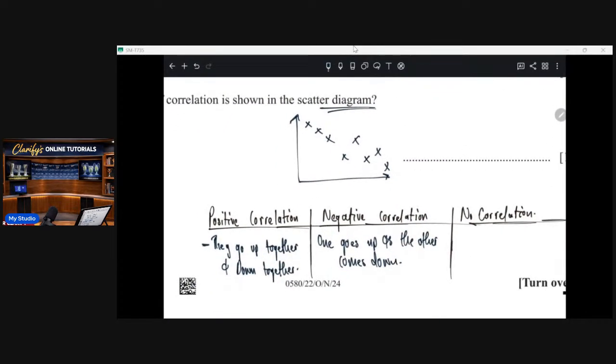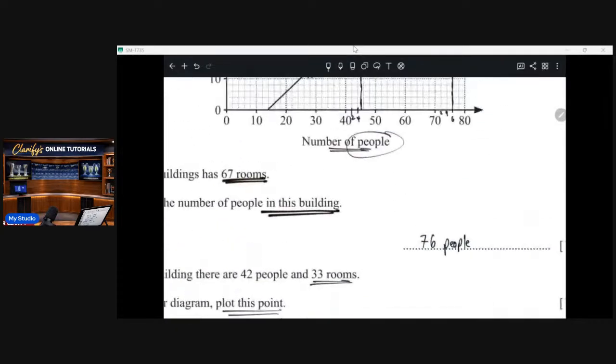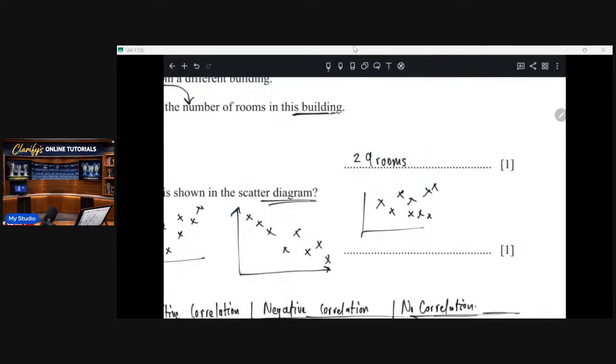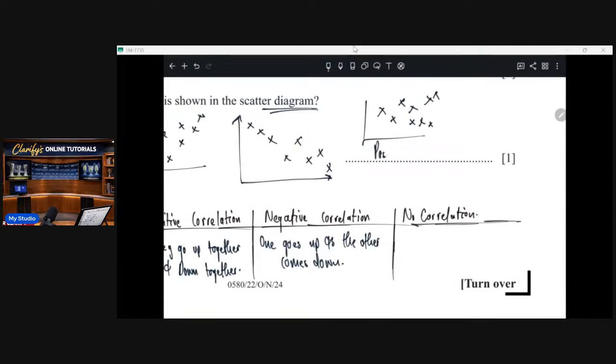Then positive correlation means they go up together like this, going up together like that. As one goes up, the other one also goes up. Then no correlation, it means they are all over the place. One goes down together, then it goes up together, then they go down like this. There is no correlation here. So what type of correlation can we see here? You can see that they are going up together. So this is a positive correlation. Okay? Positive correlation.